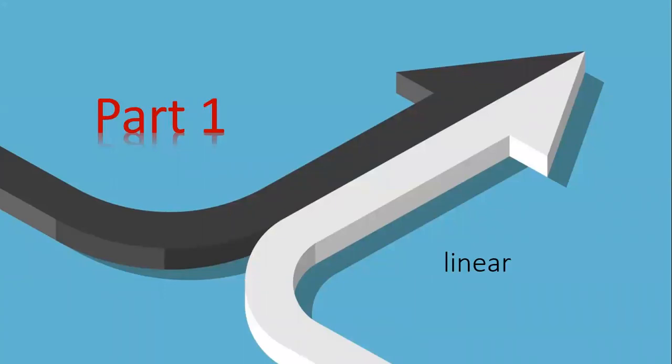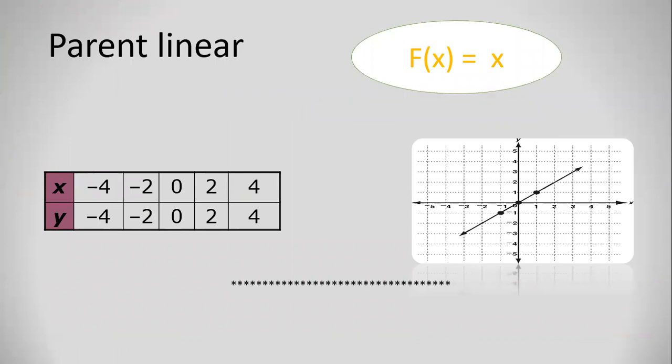Part 1, linear. I have three ways to represent the parent linear function: by graph, by algebra, f of x equals x, or y equals x, so a variable with power 1. You can represent it by graphing as a straight line passing through 0 and 0, the origin, 1 and 1, 2 and 2, 3 and 3, negative 1 and negative 1, negative 2 and negative 2. So it is the original function, called the parent linear function.